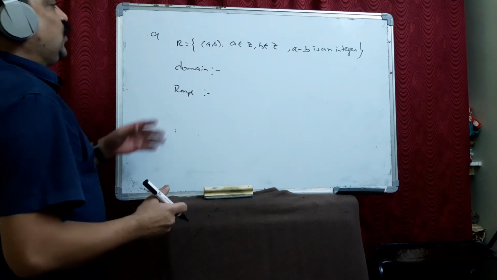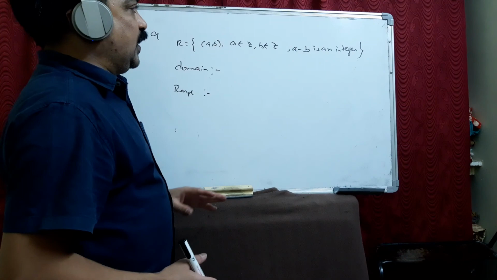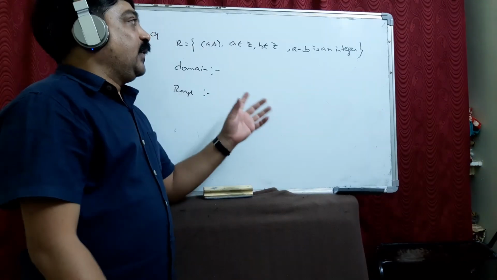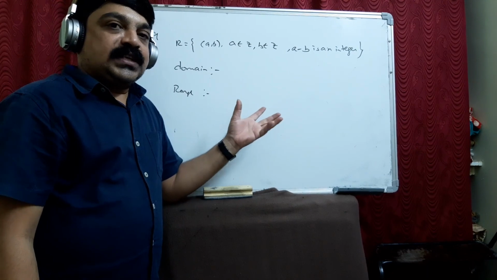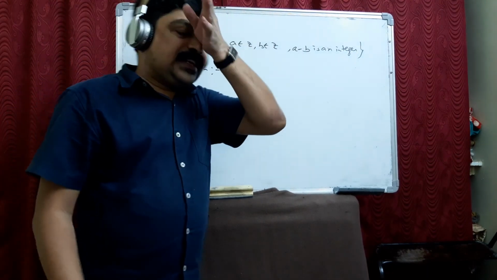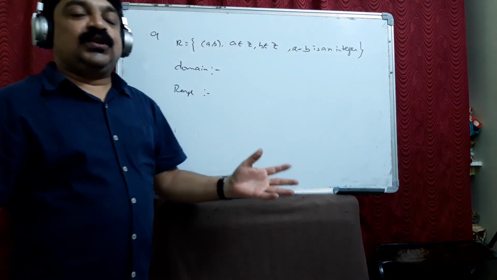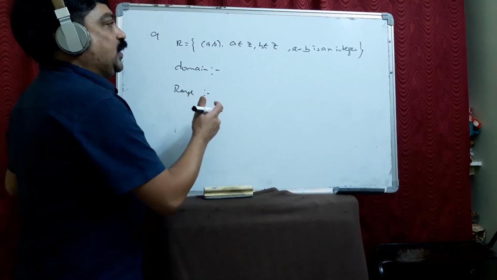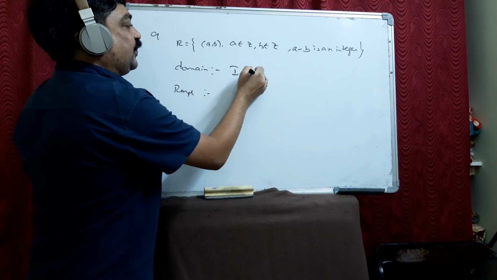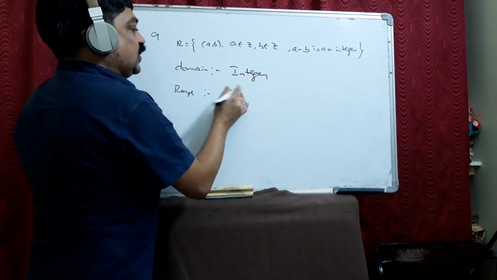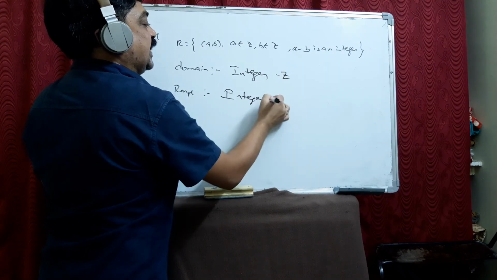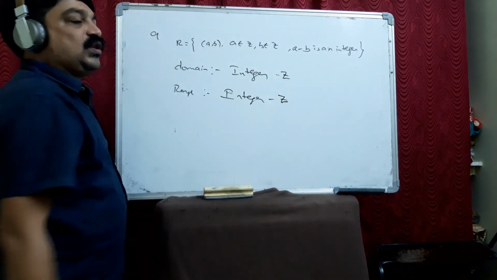See, in this question it is given in set-builder form. The first element is an integer and the second element is an integer, and you have to choose an ordered pair in such a way that the difference is also an integer. Obviously, when you take the difference of integers, it will be an integer. So what will be the domain? Domain is the integers, and range is also the integers, and integers can be denoted with Z. Z is integers, guys. This is the denotation of integers.